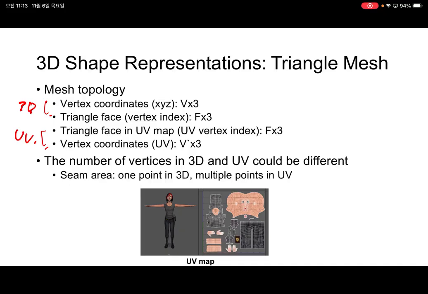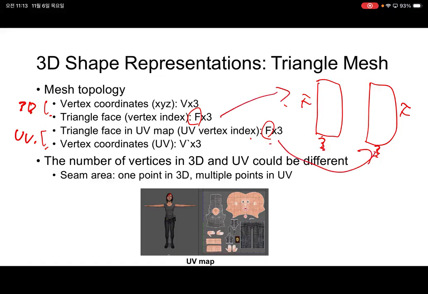3D is the same as I introduced: vertex coordinates in a 3D space, the XYZ coordinate of each vertex, and triangle faces, the vertex indices which make up each triangle. And the triangle faces in the UV map are the same in number as the triangle faces here; F is the same. So there's a one-to-one matching. This is F3, and this is F3. This one is this one, this one is this one. The one-to-one matching means this triangle face is this triangle face.